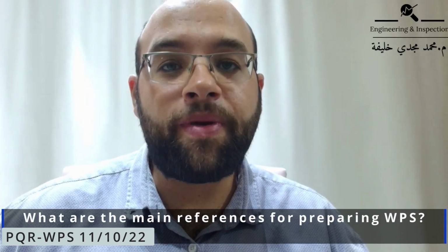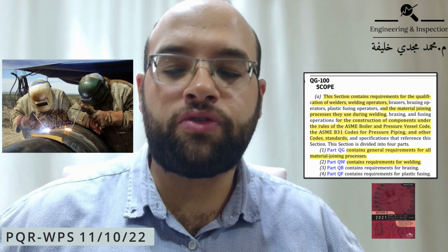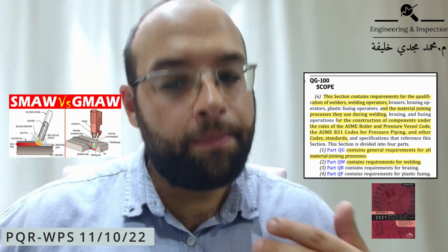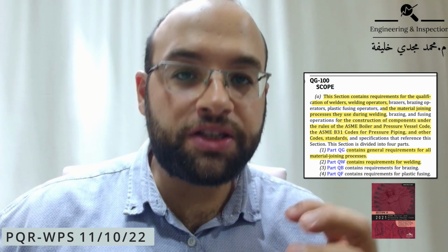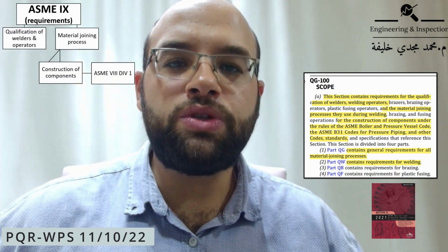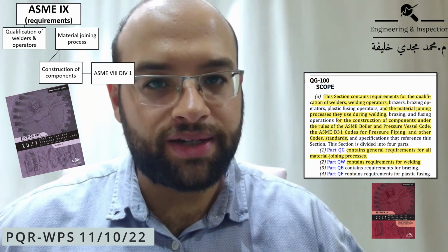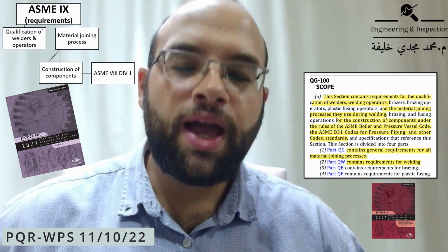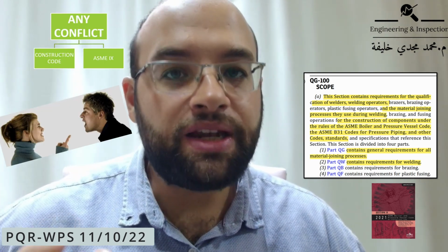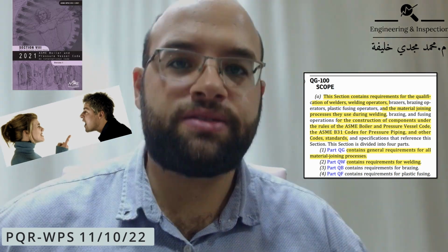What are the main references for preparing welding procedure specifications? ASME Section IX contains requirements for the qualification of welders and welding operators, and the material joining processes they use during welding, for the construction of components under the rules of the ASME Boiler and Pressure Vessel Code, like ASME Section VIII Division 1 and other codes. Any conflict between ASME IX and the construction code will be superseded.